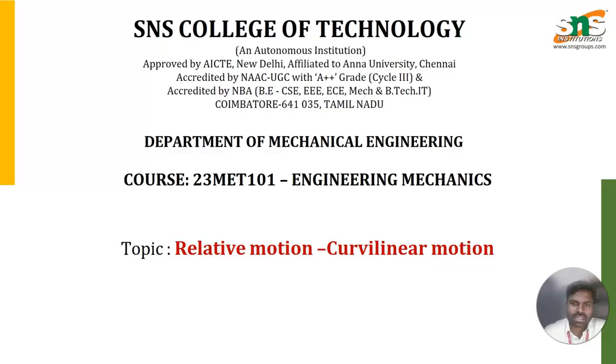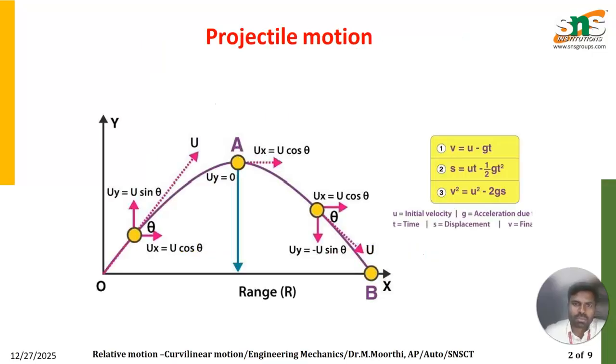So this is a lecture series of Engineering Mechanics. In this video, we are going to discuss a topic called relative motion and curvilinear motion. First, this is the dynamics of a particle, where we consider equations of motion and different kinds of motion of the particle, like rectilinear motion and curvilinear motion. Rectilinear motion we can also call straight line motion, whereas in curvilinear motion we also have projectile motion.